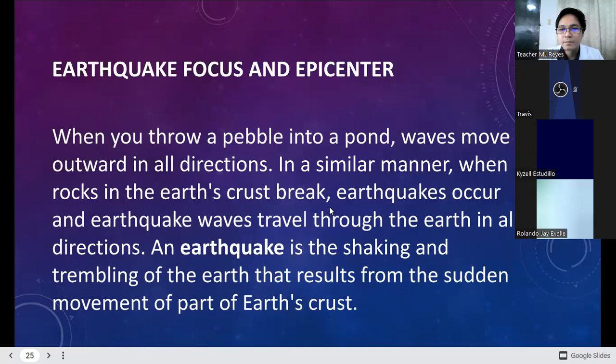Earthquake focus and epicenter. Let's take a look at this one. When you throw a pebble into a pan of water, the waves move outward in all directions. In a similar manner, when rocks of Earth's crust break, earthquakes occur and earthquake waves travel through the earth in all directions also, the same as when you throw a pebble into a pan. An earthquake is the shaking and trembling of the earth that results from the sudden movement of part of the earth's crust.